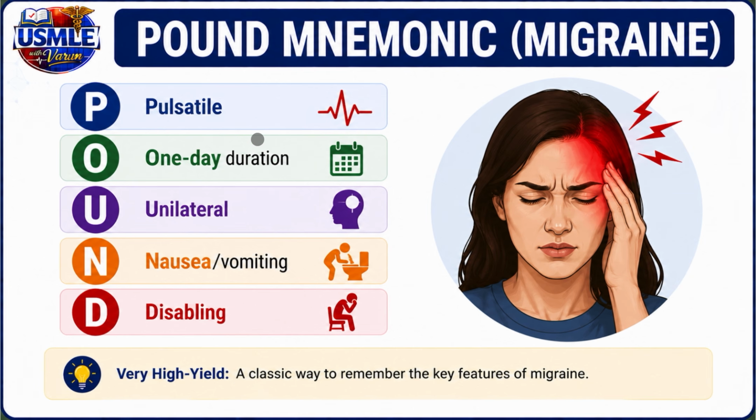The POUND mnemonic is a classic exam tool. If multiple of these features are present, the diagnosis is very likely to be migraine. The POUND mnemonic stands for: P stands for pulsatile, O stands for one day duration, U stands for unilateral, N stands for nausea or vomiting, and D stands for disabling.